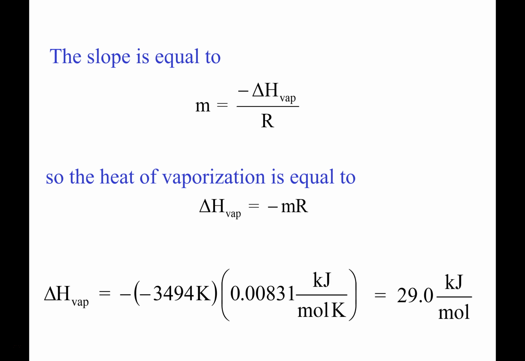So again, this is just a way of using the Clausius-Clapeyron equation, Clausius-Clapeyron plot, and 2 points, pressure and temperature, to come up with the heat of vaporization.